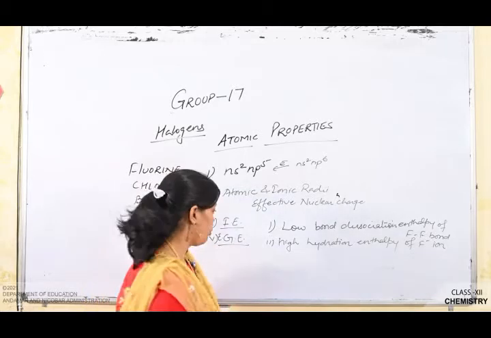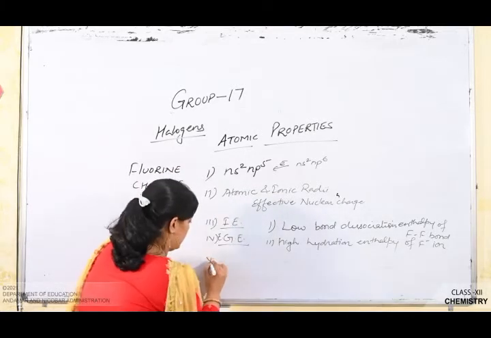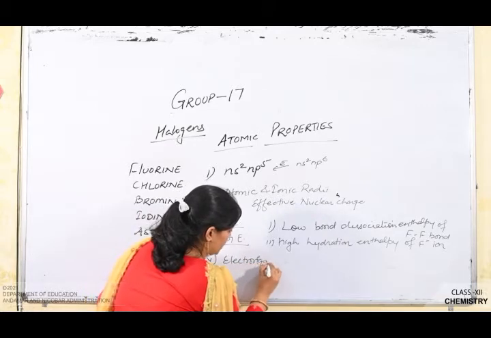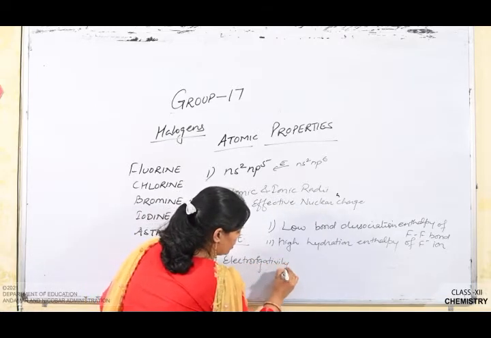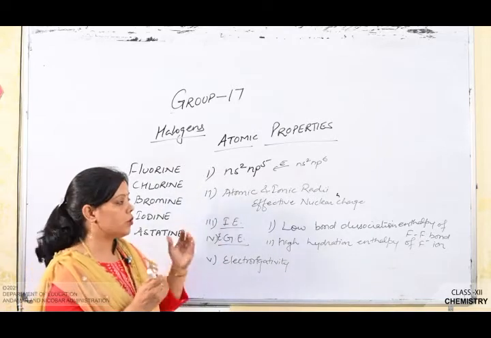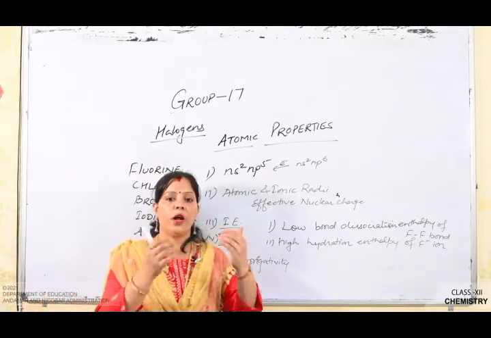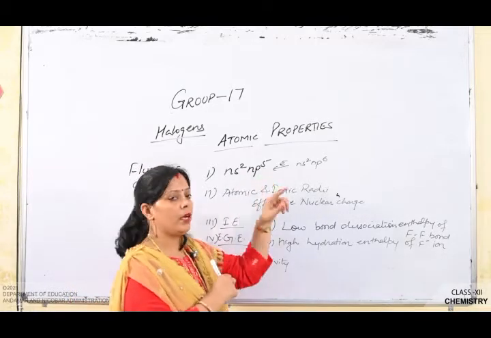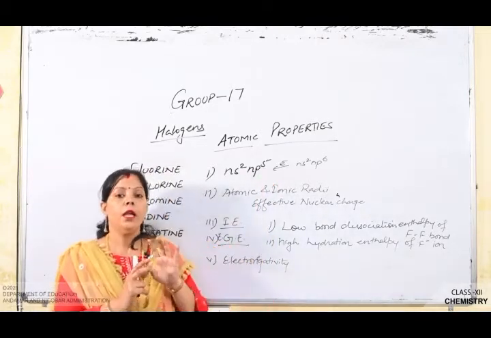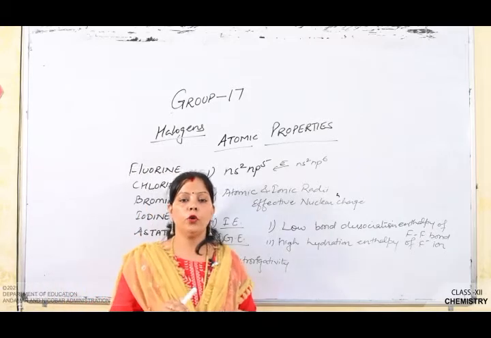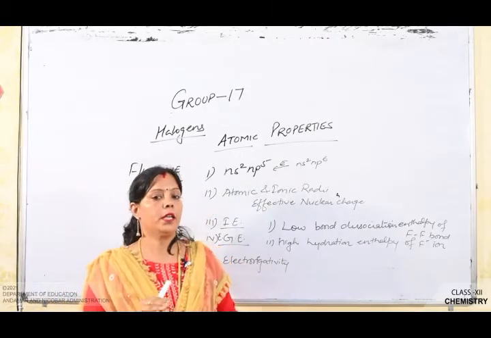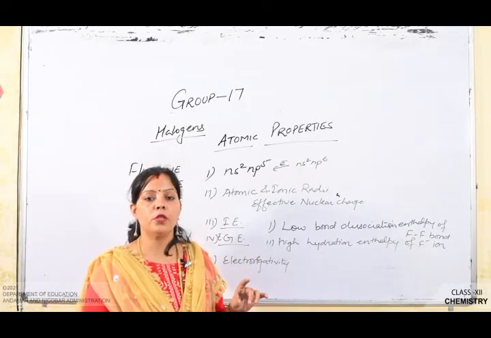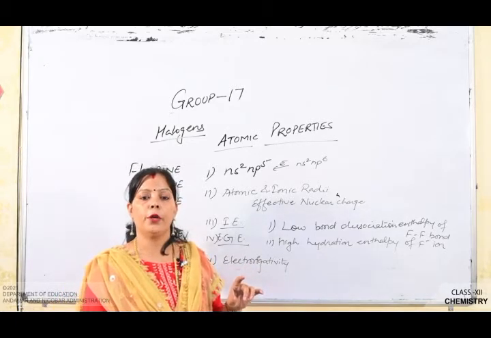Next is electronegativity. The fifth point is electronegativity. Electronegativity is the tendency of an atom to attract the shared pair of electrons. The halogens have a very high tendency to attract the shared pair of electrons towards themselves because they have only one electron less than the stable noble gas electronic configuration, and down the group electronegativity decreases due to increase in the atomic size. So children, that's why fluorine is the most electronegative element in the periodic table.